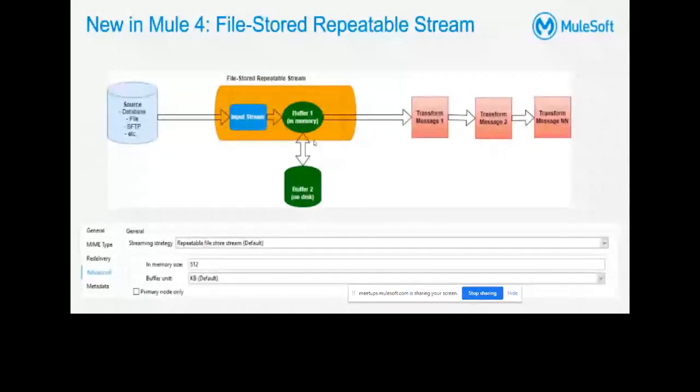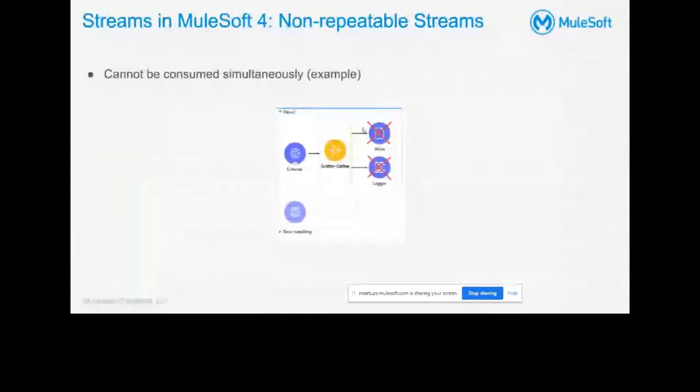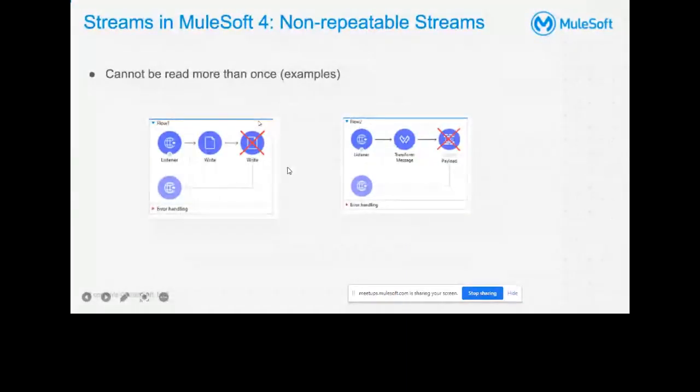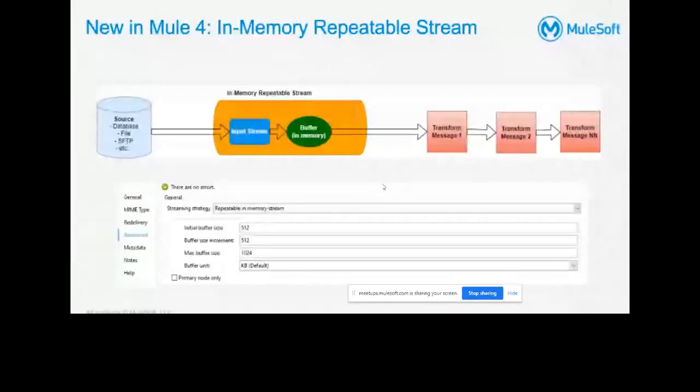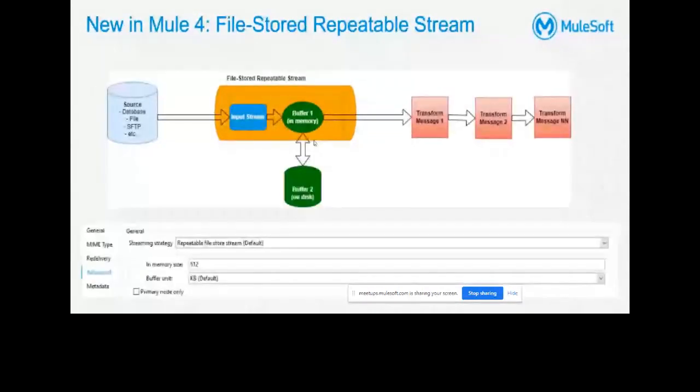So coming from the picture of the non-repeatable streams, which was causing two issues, that it cannot be processed simultaneously and cannot be consumed more than once, both of these have been resolved to make it more understandable and more reusable in MuleSoft. It came up with the file stored repeatable stream for cases when we have a huge amount of data and we don't want to take the risk. In that case, we will be using the file stored repeatable stream.